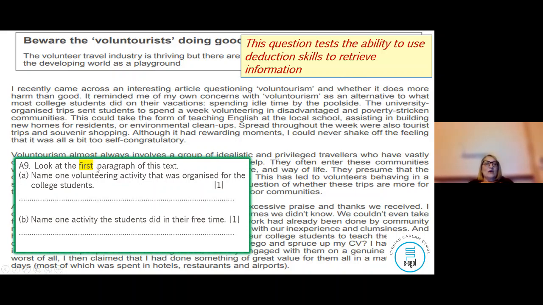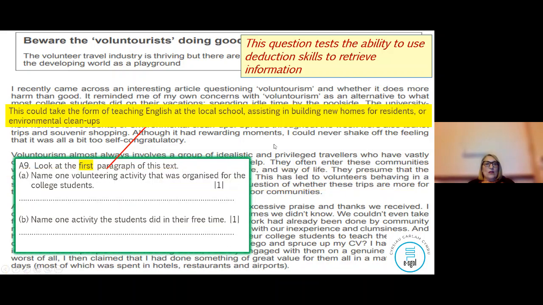So it directs us to the paragraph that we need to look at. For this question, we can ignore the final 2 paragraphs. We only need to look at the first paragraph. We're looking for a volunteering activity that was organised for the college students. This could take the form of teaching English at the local school, assisting in building new homes for residents, or environmental cleanup. These are the things in the text that were linked to the volunteering activities that were organised.